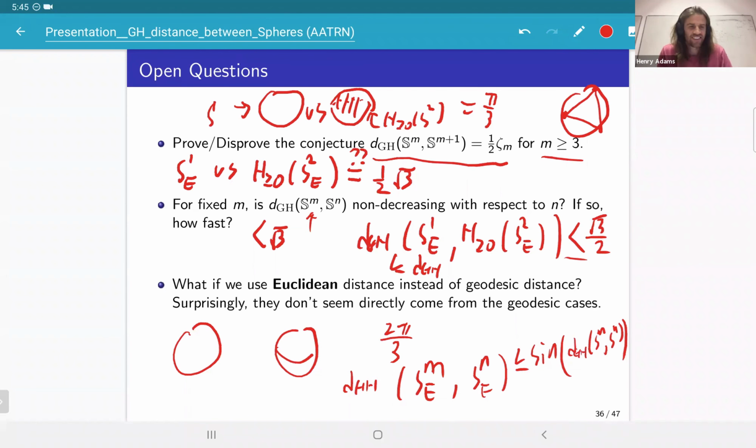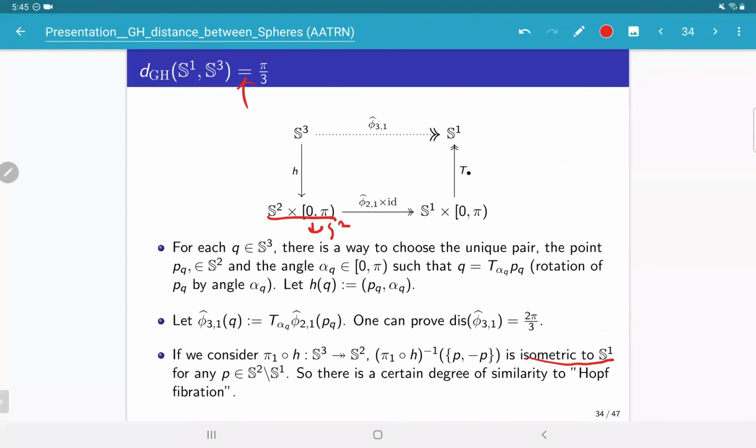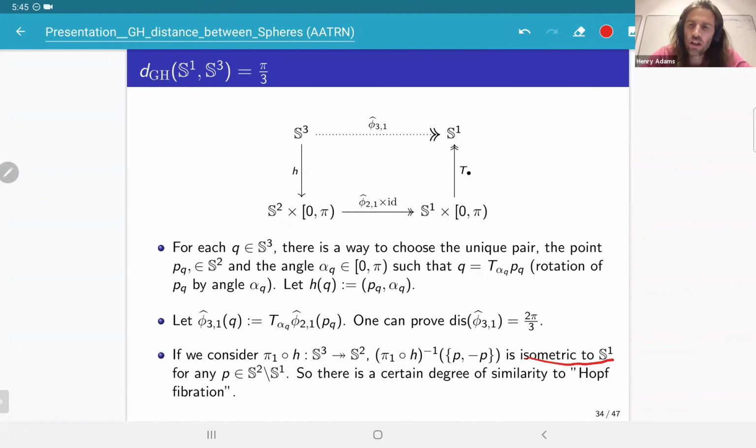More questions? All right, I'm going to ask another one. Sunhyuk, if you could go back to the slide about S3 and S1. I'm trying to understand this map H, how you take a point in S3 and assign a point in S2 and an angle. You're thinking of S2 as this hemisphere. What angle does that associate it to? Is that associated to angle pi over 2?